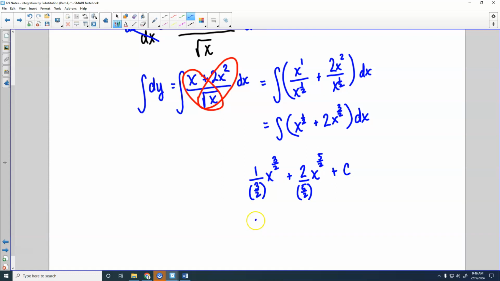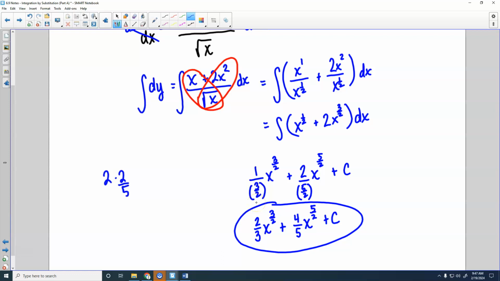So that's going to be 2/3 x to the 3/2 plus, and then here we'll get 2 times 2 over 5. If we divide fractions, easy as pie, flip second, multiply. So we'll get 4/5 x to the 5/2 plus c. They might change it back to roots, or they might leave it like that. Either is fine.